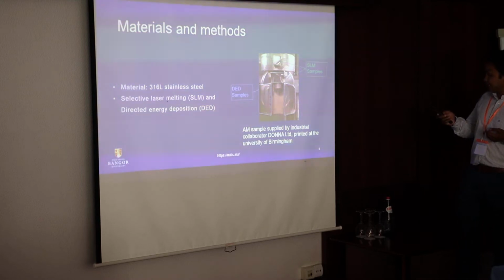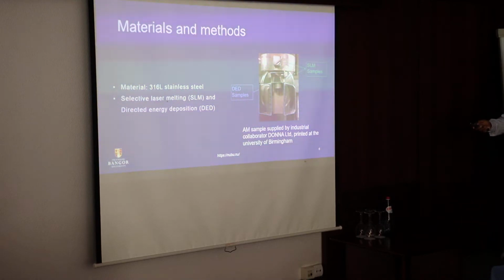With SLM, we have manufactured this cube sample, a very simple shape, and we have also manufactured these T-shaped samples, and with DED, we have manufactured these rectangular samples. During the manufacturing, we have varied the process parameters in a way that we have defects intentionally in our material. For example, it's difficult to see, but you can see in that corner that there are a lot of large defects, so that sample sort of failed.